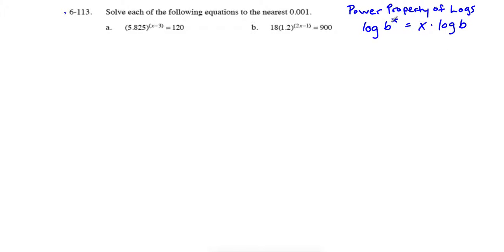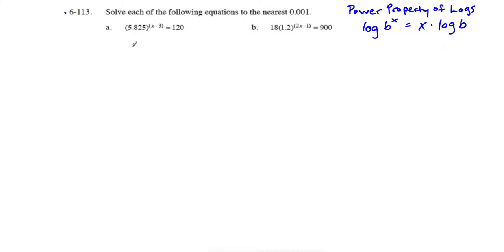Essentially, we're just taking the exponent off of whatever number this is, moving it out in front, and multiplying it times just the log of that number. And it doesn't even have to be just log base 10. It could be the log of any number, so whatever you're doing to each side. So let's take a look here.